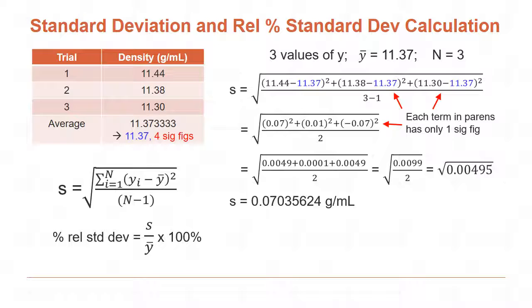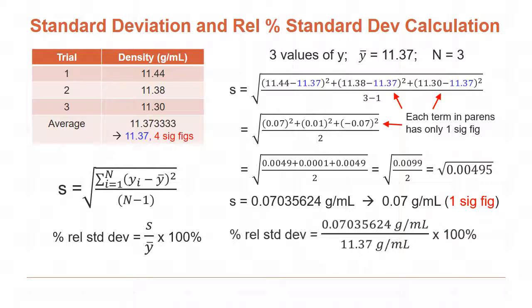I need to cut that off after 1 sig fig. So I'll stop at the 0.07, round there, and my final answer for standard deviation has just one significant figure. Now again, that's going to happen a lot, even though my data has 4 sig figs, because subtraction is oftentimes resulting in a loss of significant figures. I end up going from 4 down to only 1 remaining. All right, the only thing left then is to calculate the percent relative standard deviation.